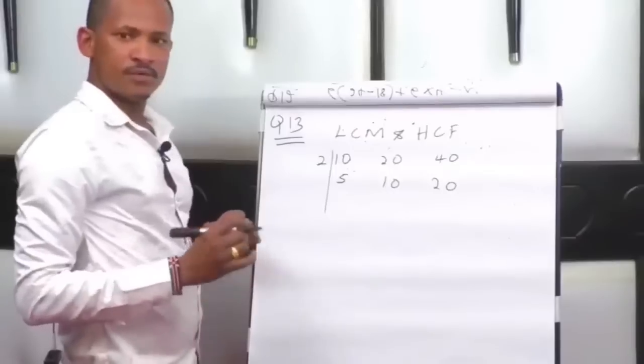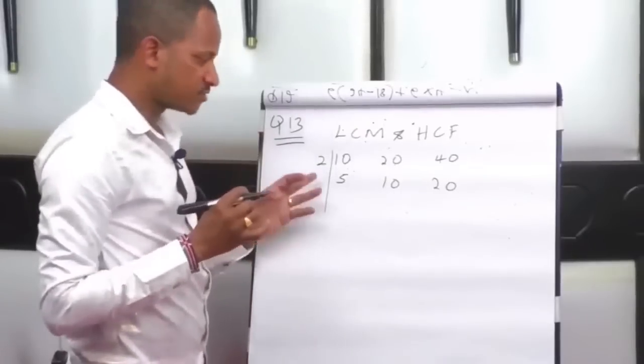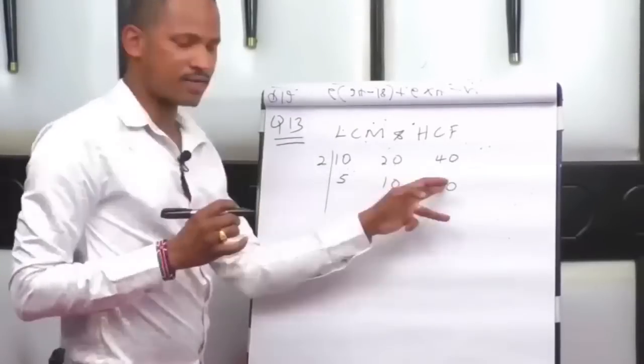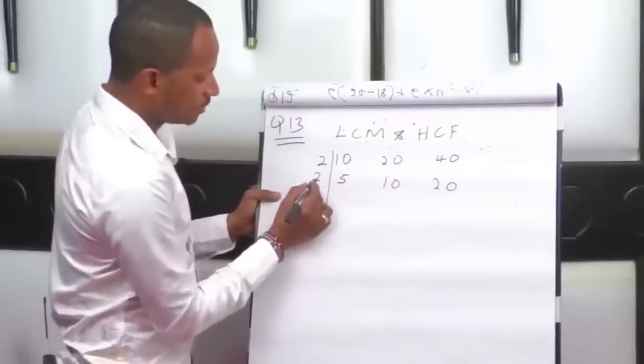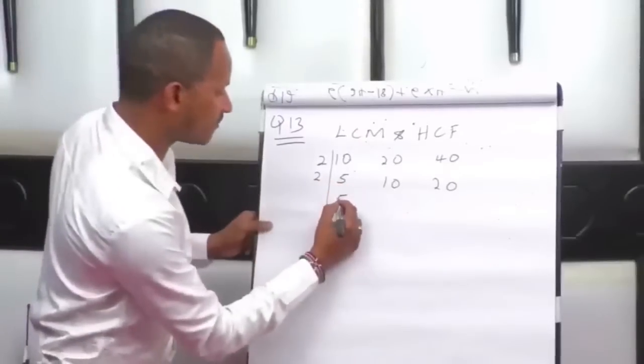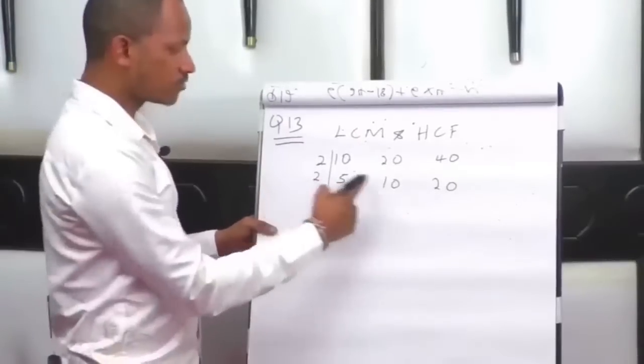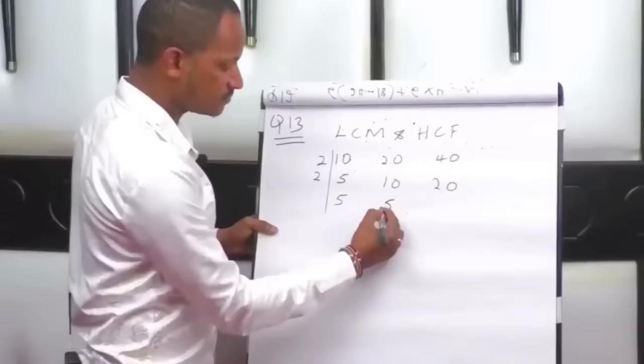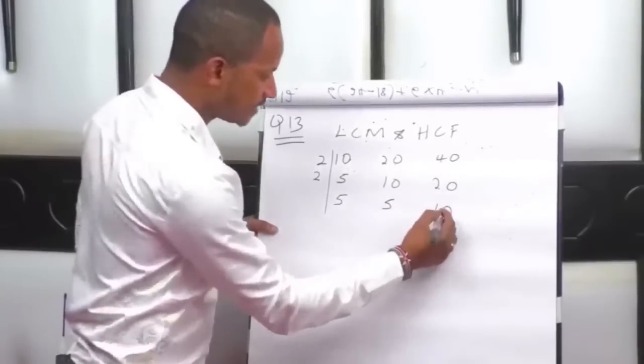Because we are dealing with the least, we've not exhausted 2, because 2 can still go into 10 and 20. So use 2 again. 2 can go into 5, but there is a remainder, so just bring down 5. Then 2 goes into 10, 5 times. 2 goes into 20, 10 times.